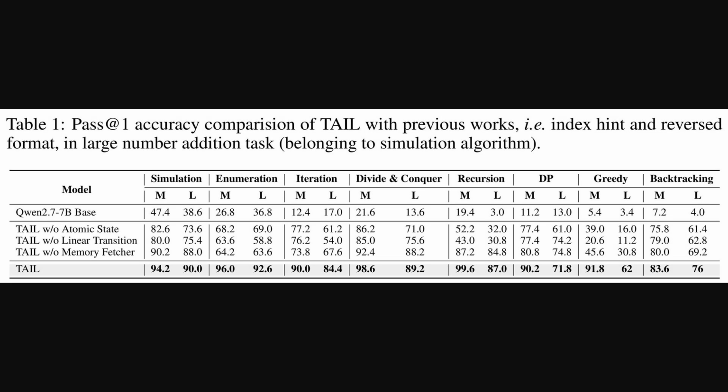This table then digs deeper into why the TAIL method works so well, by showing what happens when you remove its key parts in what's called an ablation study. The pass at 1 accuracy, which means getting the answer right on the first try, is shown for medium and long problems. Notice that removing any of the 3 core modules we talked about, the atomic state, linear transition, or memory fetcher, causes a sharp drop in performance. The full TAIL method, on the bottom row, is clearly the strongest, which really proves that all 3 components are essential.